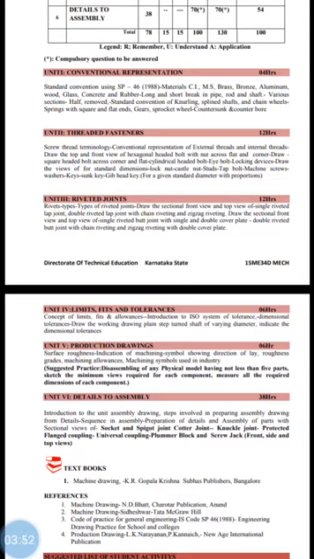Unit 1 is conventional representation. Here, using standard conventions of SP 46 1988, you have to represent materials in drawing sheets: cast iron, mild steel, brass, bronze, aluminium, wood, glass, concrete, rubber, long and short brick, pipe, rod and shaft, various sections, half removed section, half section, removed section, standard convention of knurling, splined shafts and chains, chain wheels, springs with square and flat ends, gears, pocket, wheel, countersunk and counterbore.